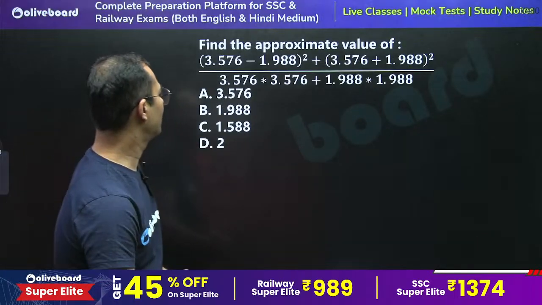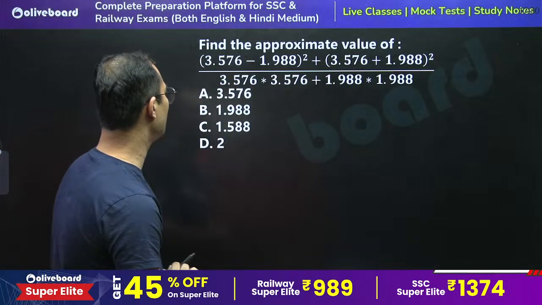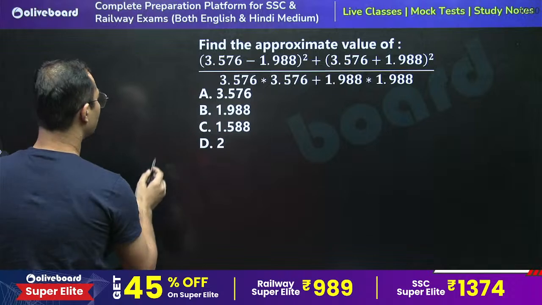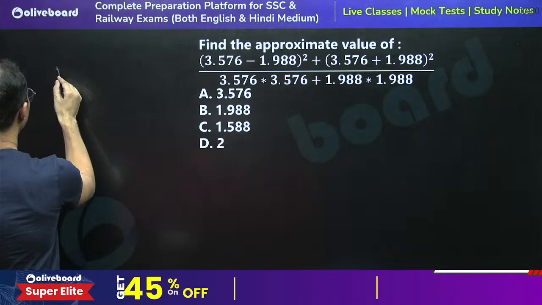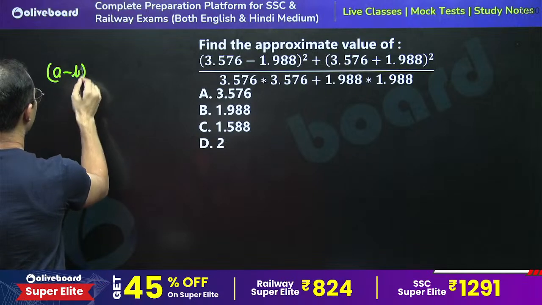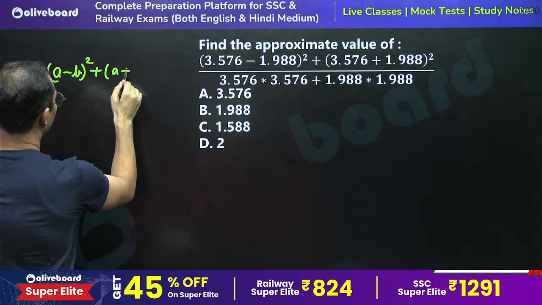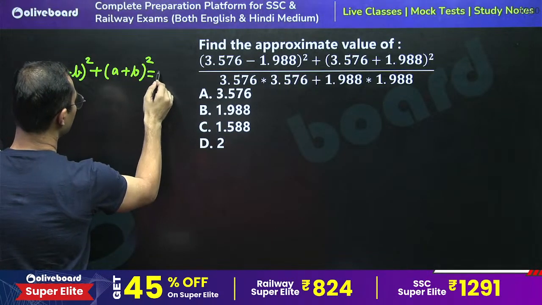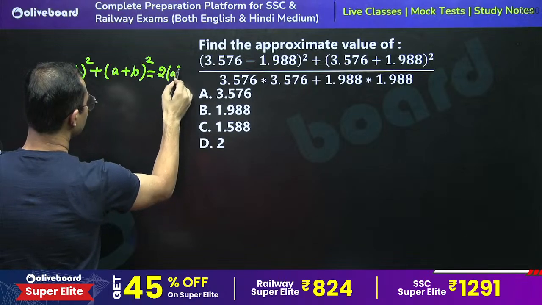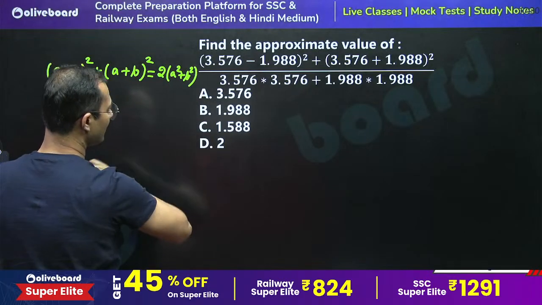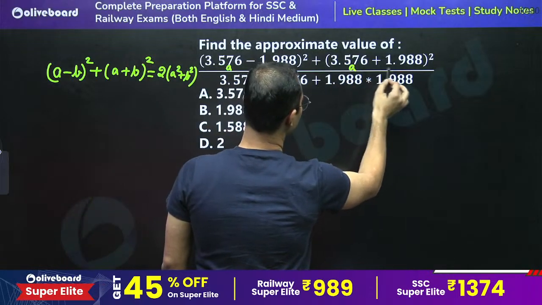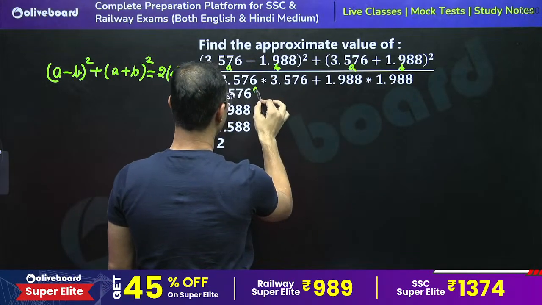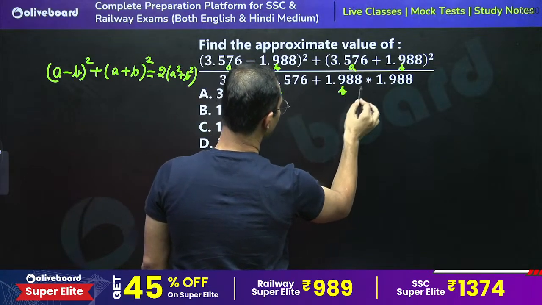So moving forward, now tell me what is the answer for this question. See, here we can apply the formula, right? We all know (a minus b) whole square plus (a plus b) whole square, right? So this is equal to 2 bracket a square plus b square. So this is the result, right? So let this be a, this be b, this be a, this be b, and this is a into a, and this is b into b.